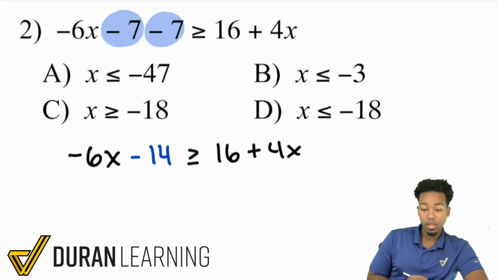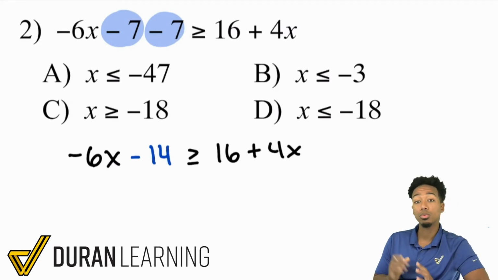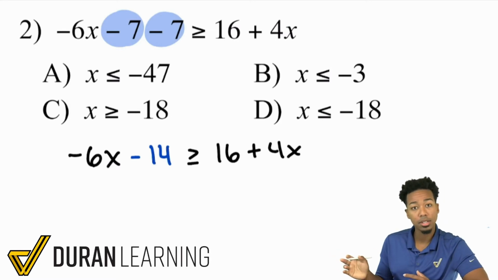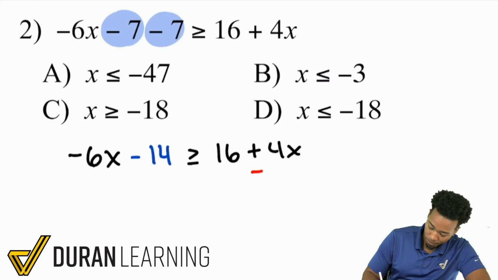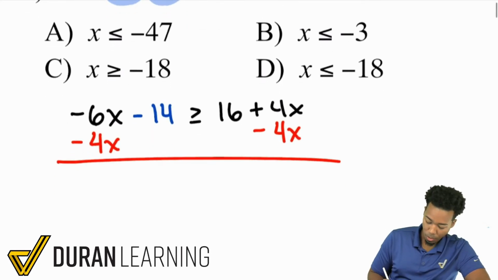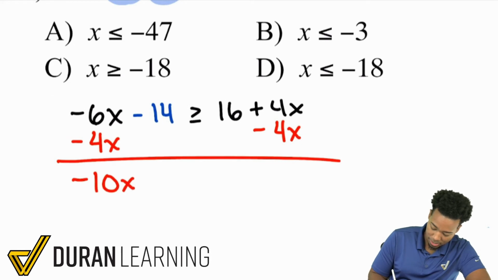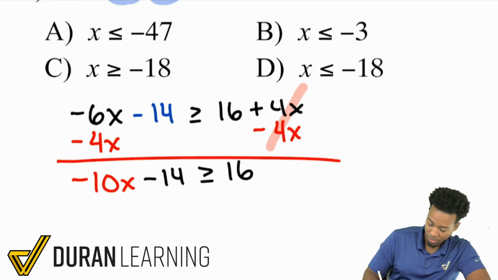Okay. So my next attempt, what I'm going to do now is move all of the variables together on the same side, all the regular old numbers on the other side. So what I'm going to do here is move this 4x over by taking it away. And what we have here is negative 10x, then minus 14 is greater than or equal to. There's that cancellation, and we have 16.